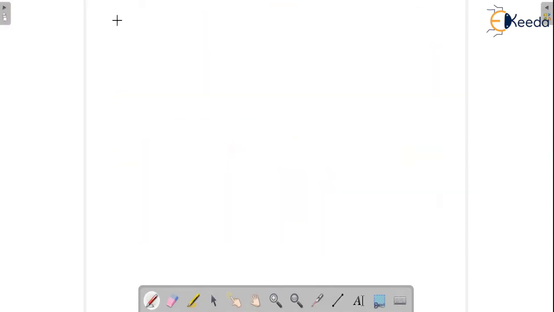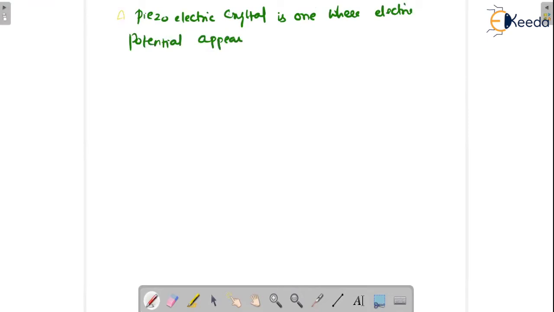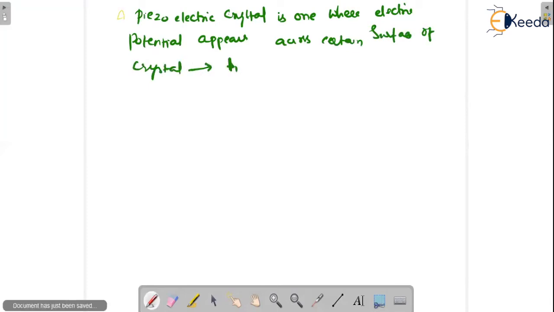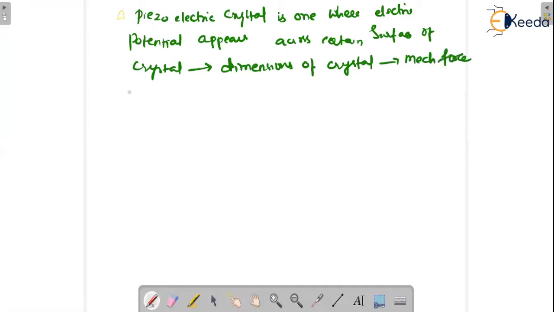Now let us define this. A piezoelectric transducer, or crystal, we say crystal, is one where electric potential appears across certain surfaces of the crystal. Why do you get this? Because of the change in the dimensions of the crystal. And why did the dimensions of the crystal change? Because of the application of some mechanical force. As a result, the displacement of charges will take place.